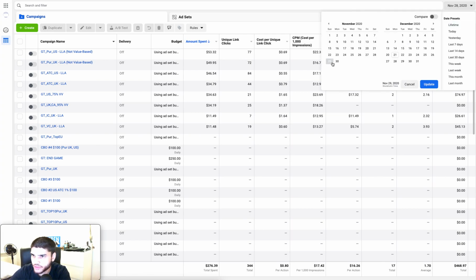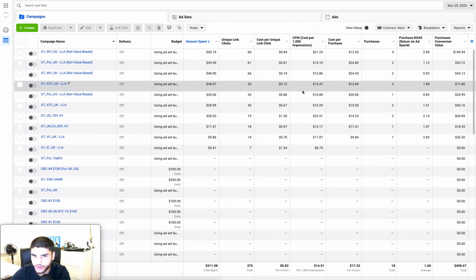November 29th is what we want to go ahead and look at. I think my Facebook ad account got disabled this day. Okay, so it was the day after. You can see here, I only got a 1.6 return on ad spend. It's whatever, it was profitable, and that's what I'm looking for. As long as I'm profitable, it's fine.